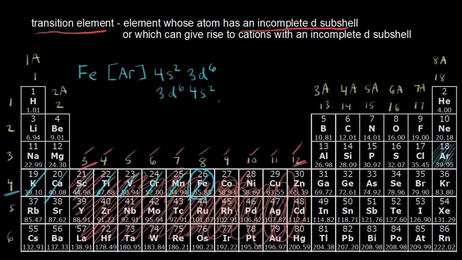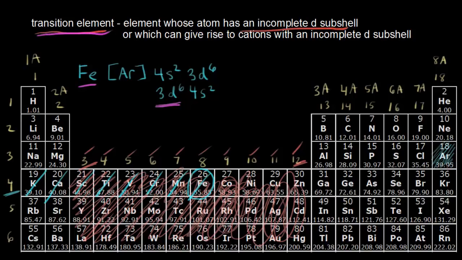I won't get into a discussion about the order of filling of these orbitals in this video, so I'll save that for another video. This video is only talking about definitions and identifying elements on the periodic table. So either one of these would be a correct electron configuration. When I look at the d orbitals in the electron configuration, I can see that there are 6 electrons in my d orbitals. Well, that's an incomplete d subshell, right? Because I can fit a total of 10 into my d orbitals. And so iron would be an example of an element whose atom has an incomplete d subshell. So iron is a transition metal.